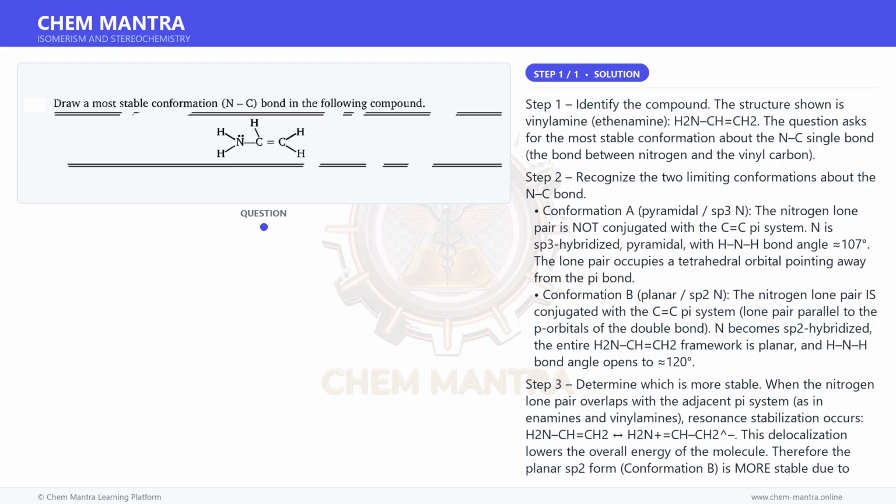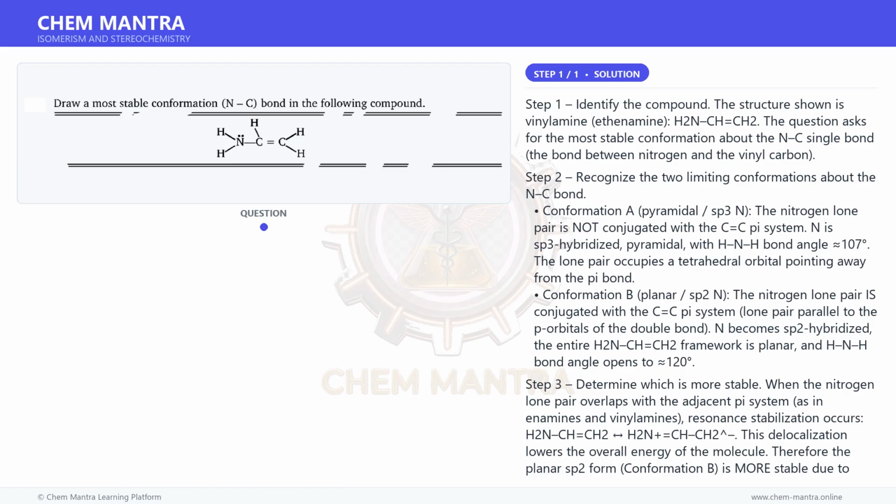Step 5. Why the pyramidal form is less stable. Although sp3 nitrogen is the ground state for simple amines, for example NH3, about 107 degrees, the adjacent pi bond provides a driving force for rehybridization to sp2 because the resonance energy gained outweighs the cost of rehybridization. Hence, the pyramidal conformation about N-C is the less stable form.